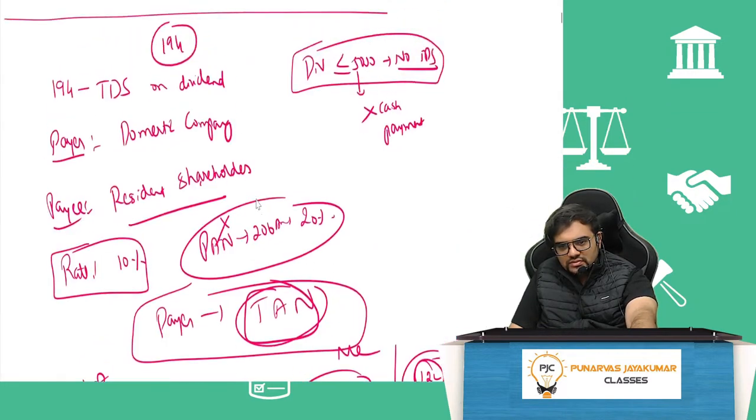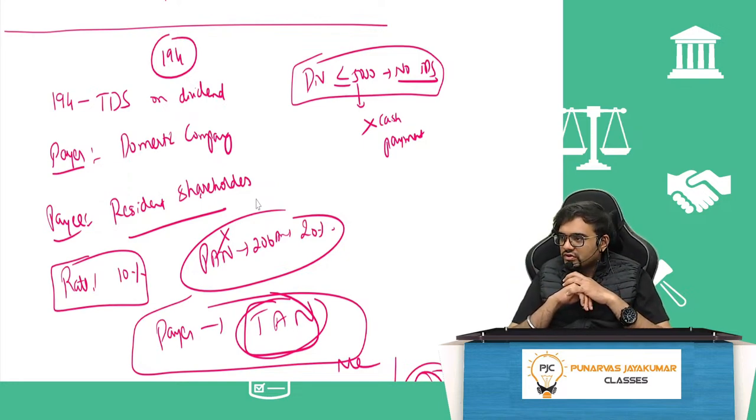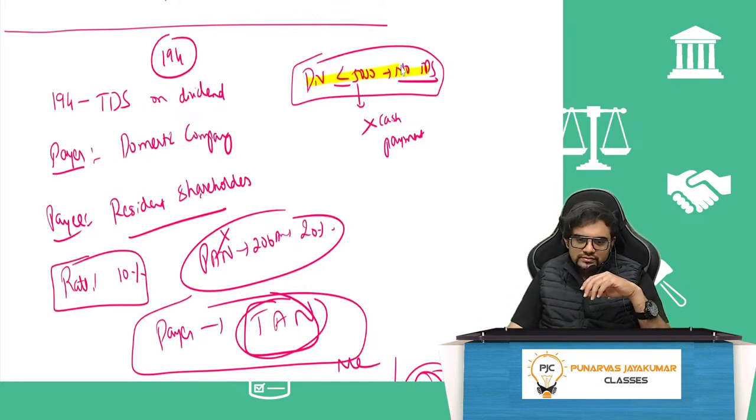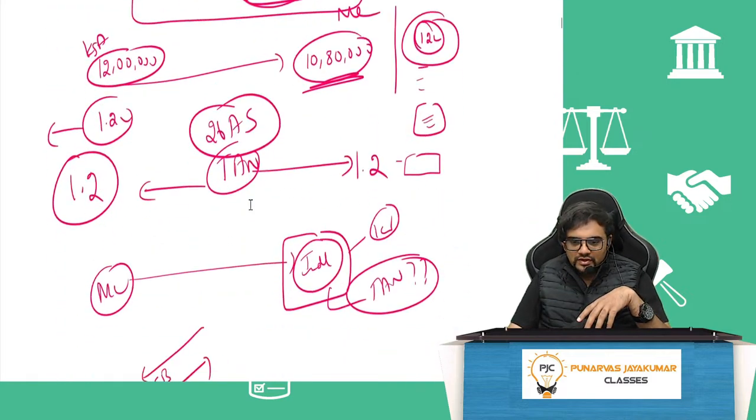194 is your dividend. TDS on dividend. Earlier, dividend used to be subject to dividend distribution tax, corporate dividend tax paid by the company, and then for the shareholder it used to be exempt. Now the shareholder has to pay under 194. When I'm distributing money to the shareholder, the company will deduct TDS under 194. Mind you, only if the dividend is more than 5000. If dividend is less than or equal to 5000, no TDS, and it should not be paid by cash. And as we know, under 206AA, if PAN is not furnished, then generally it is 10%, but if PAN is not furnished, 20%.